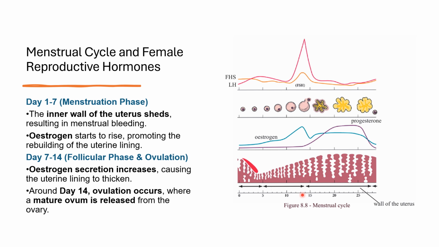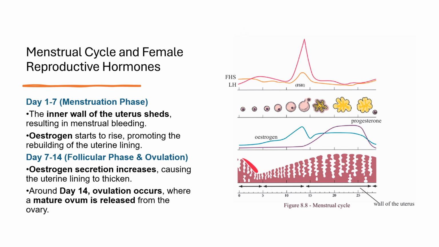And then day 7 to 14, starting from somewhere here and up to here, it's known as the follicular phase and ovulation. So as you can see, the estrogen secretion increases, causing the uterine lining to thicken. So the uterine wall has started to build up and it's getting thicker. And around day 14, ovulation occurs. As you can see over here, ovulation occurs and a mature ovum is released from the ovary.